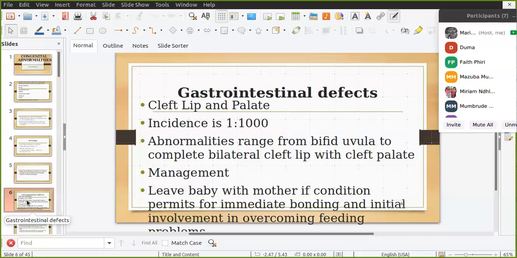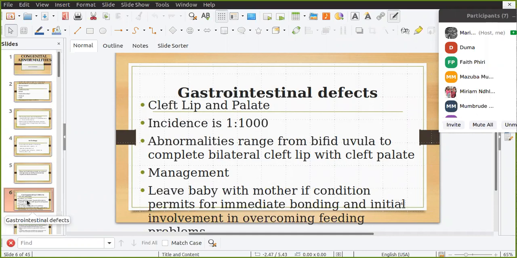These abnormalities range from bifid uvula to complete bilateral cleft palate. Sometimes this cleft palate is just a small space, but sometimes it's bilateral, which means on both parts of the lips of this neonate that is born. What is the management?